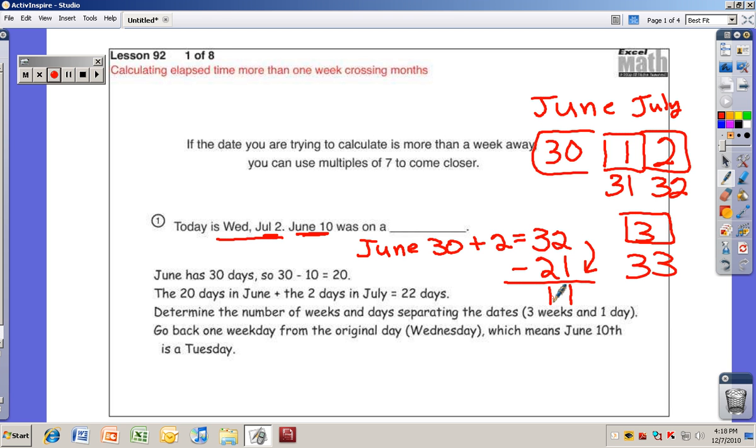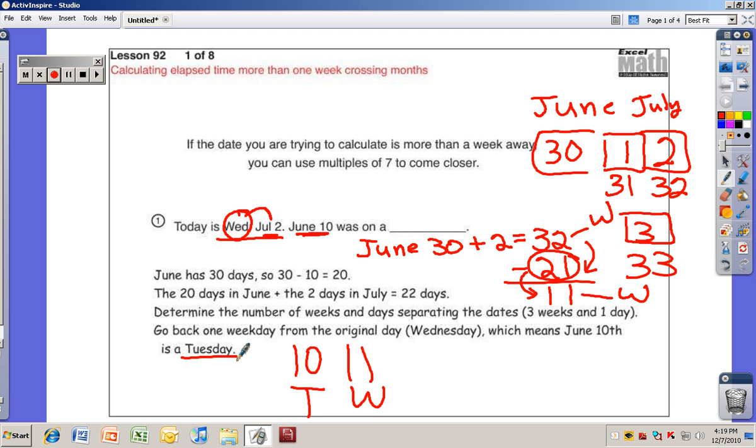So if today is Wednesday, July the 2nd, or like June 32nd is on a Wednesday, then the 11th is also a Wednesday, because I went back exactly 3 weeks to the 11th. So if Wednesday is the 11th, the 10th is going to be a Tuesday. So Tuesday is the correct answer for this one. You're right, Tuesday.